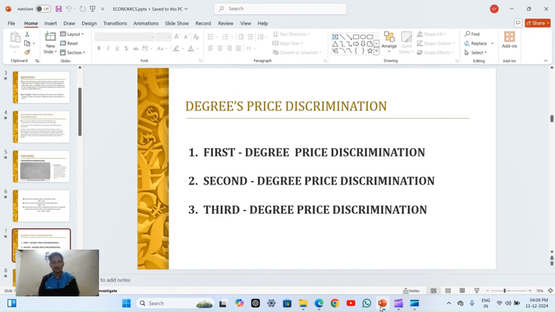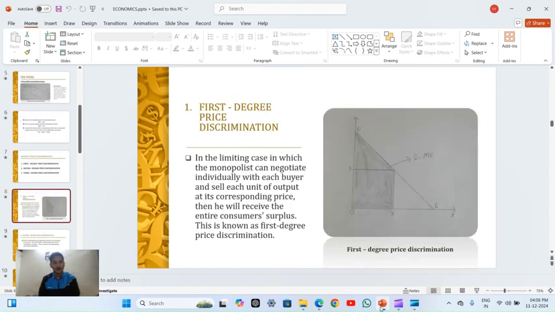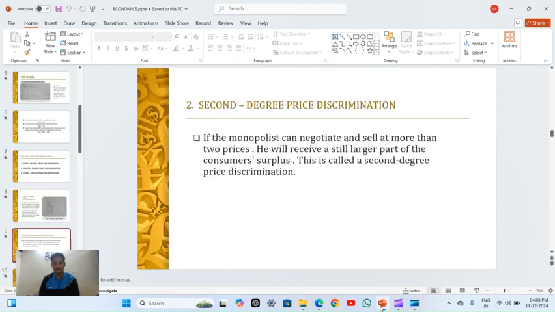So here are the degrees of price discrimination. There are three types of degrees: first degree, second degree, and third degree price discrimination. First, we can see first degree price discrimination. Here is the graph of first degree. You can see the MR curve and the y-axis. P cuts the curve at point D. The definition is that in the limiting case in which the monopolist can negotiate individually with each buyer and sell each unit of output at its corresponding price, he will receive the entire consumer surplus. This is known as first degree price discrimination.